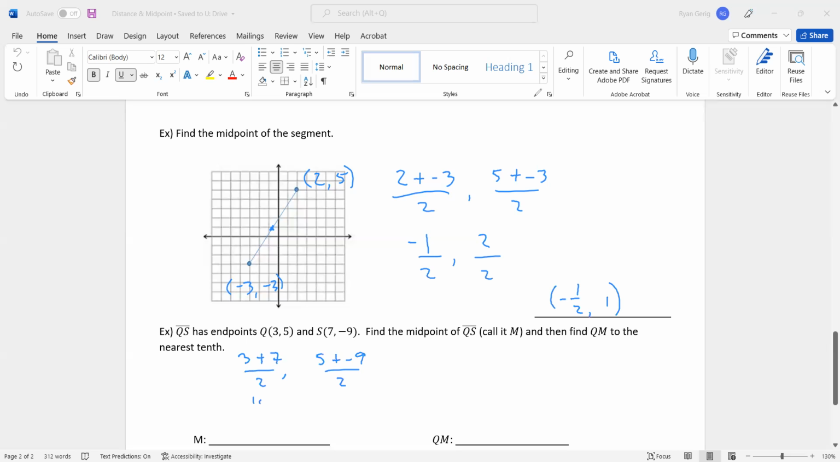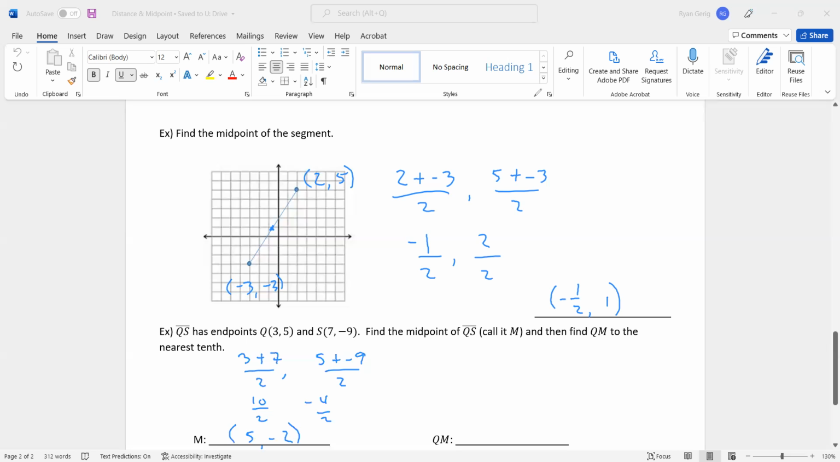3 plus 7 is 10 divided by 2, and 5 plus -9 is -4 divided by 2. So 10 divided by 2 is 5, and -4 divided by 2 is -2. So the midpoint is (5, -2).